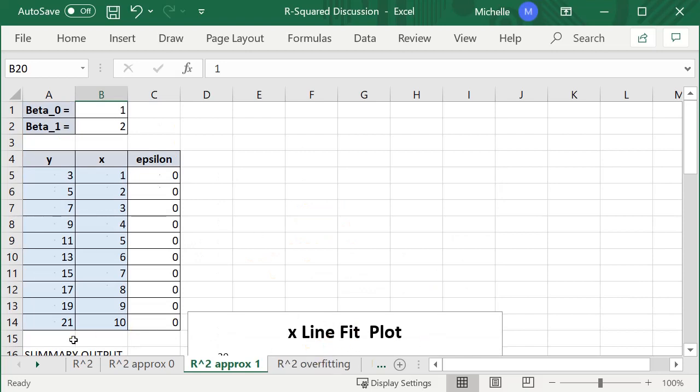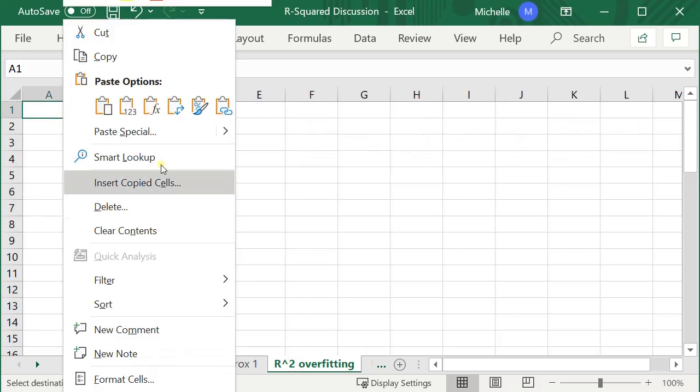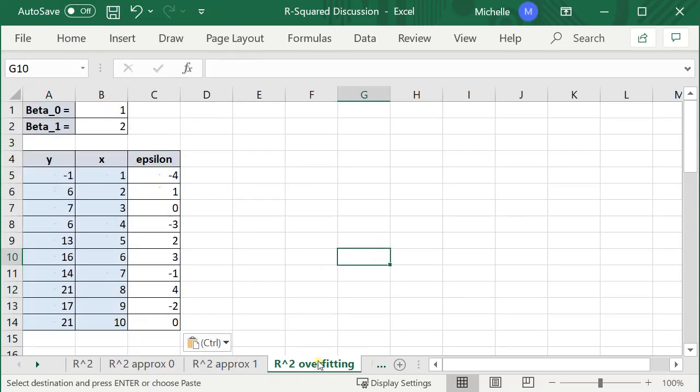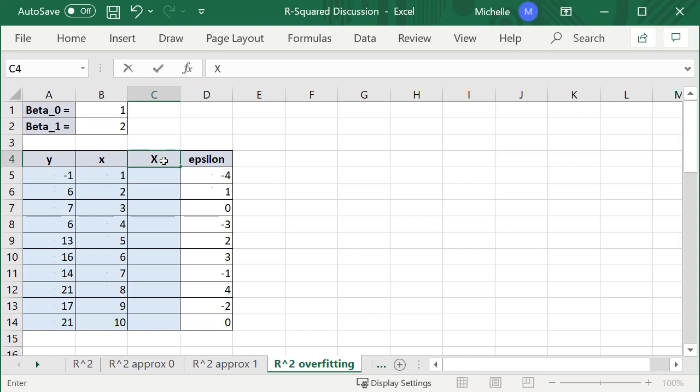Okay. All right, let me go back to the original, copy it again. What about overfitting? What changes when we overfit? Let me paste the data in. R squared when we overfit the data. Okay, so I'm going to insert here, and I'm going to insert an x squared term. I want this equal to x squared, so use that formula, drag it down. You see it's just taking the x value and squaring it.